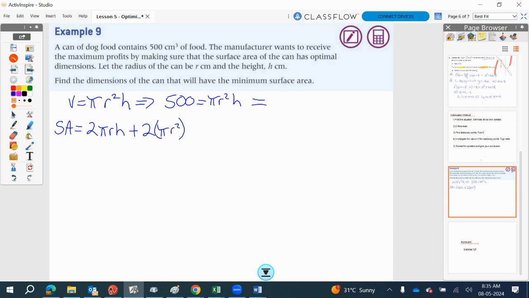I can rearrange this one to say h is equal to 500 divided by pi r squared. If I take the pi r squared here and divide it down, I rearrange to this. So now I can take the surface area and eliminate h. Wherever I have an h, I'm going to put that in. So I get 2 pi r times 500 over pi r squared plus 2 pi r squared.